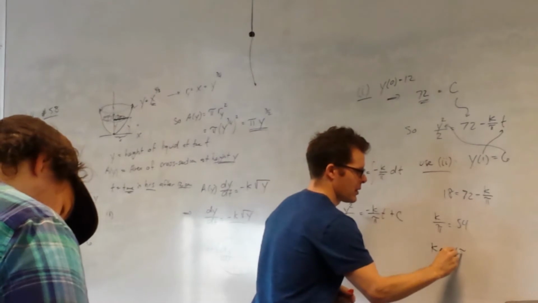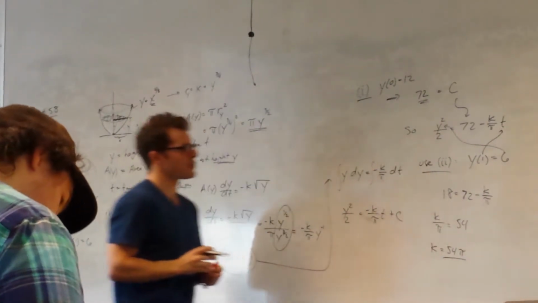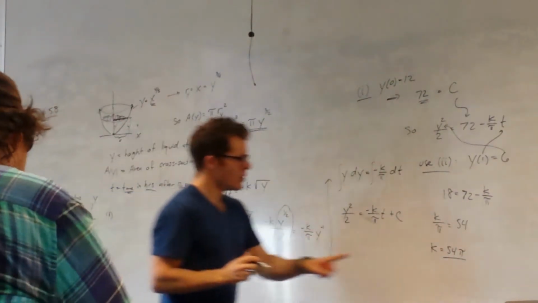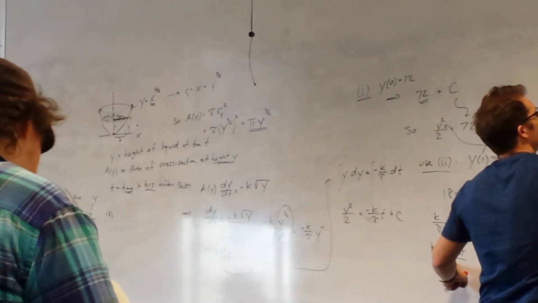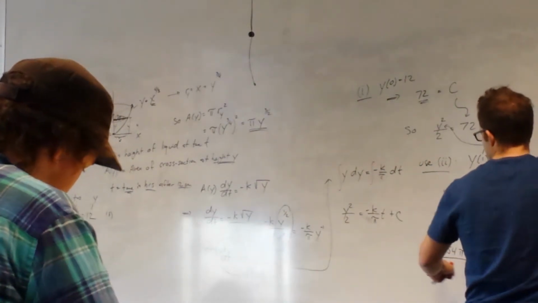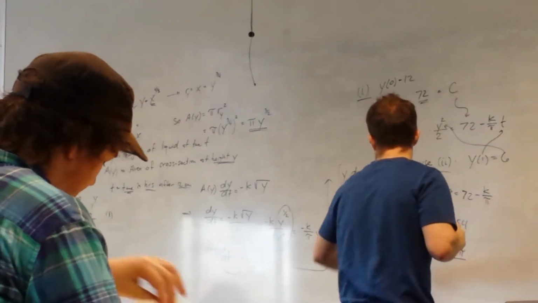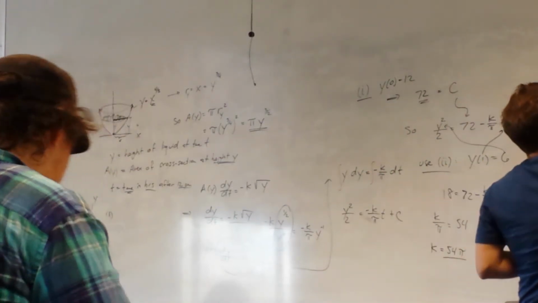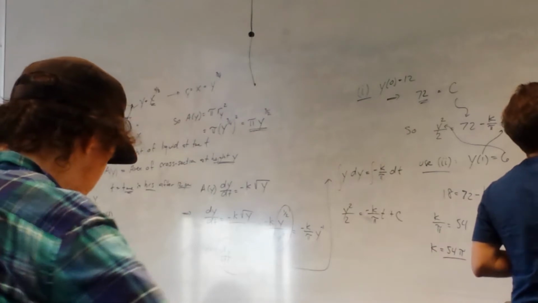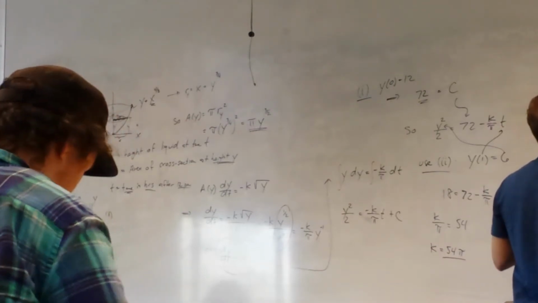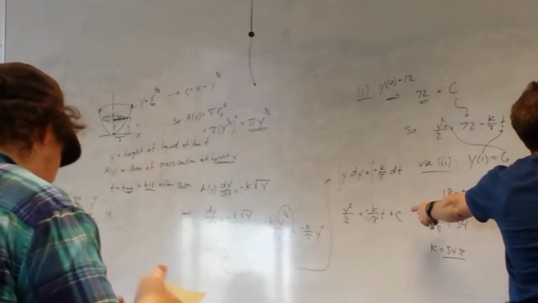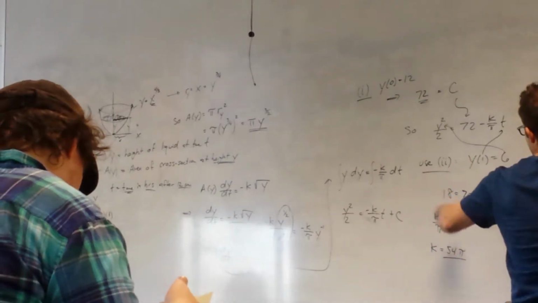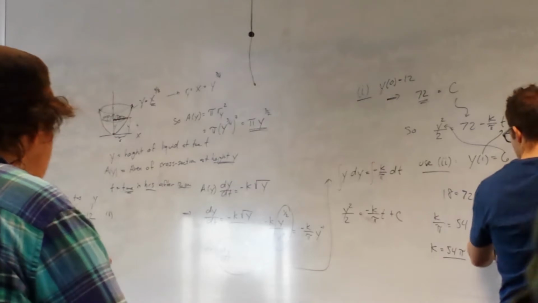54 pi. Okay, so that's the other constant. So therefore we have this function. Now it is implicit, y squared over 2, but one thing we know is that the height will always be non-negative. So we could actually solve this for y. Should we do that, or do we leave it implicit? Solve it. Okay, we can solve it.